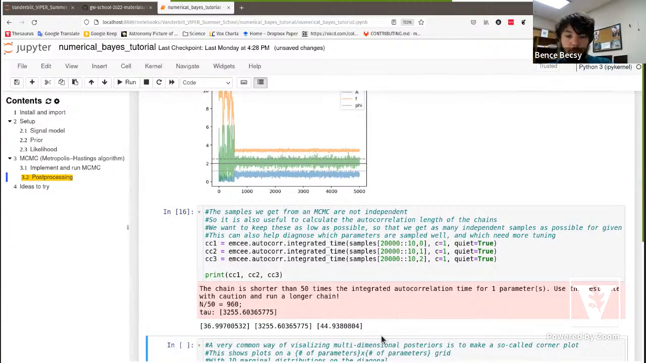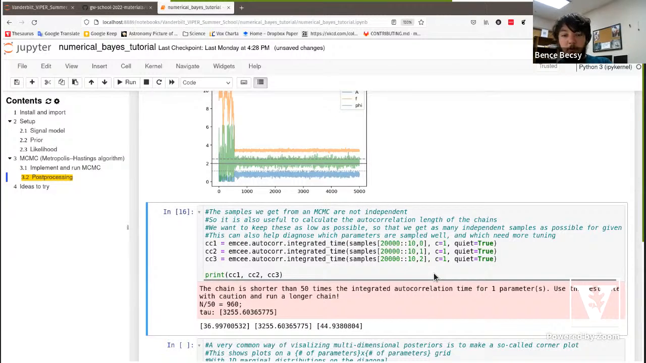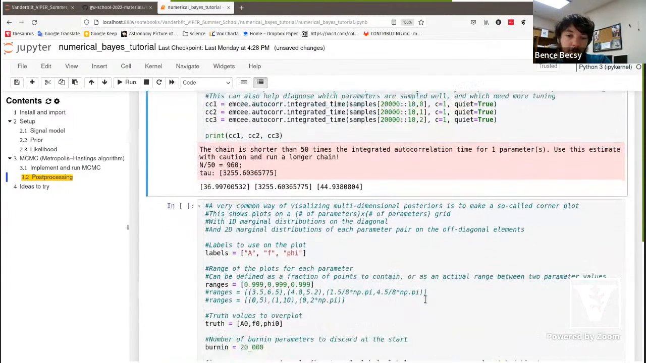So yeah, you can see that the amplitude and phase have really nice, low correlation length, but for some reason the frequency is very correlated. So maybe that tells us something about what went wrong here.